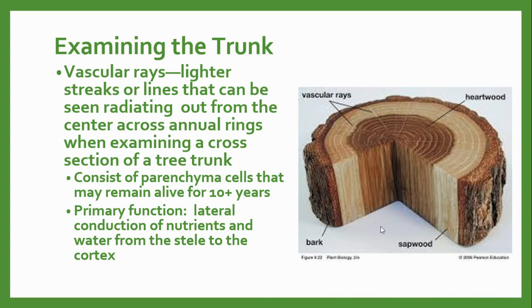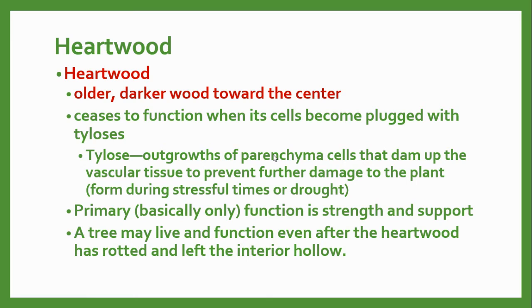So there's different layers of the trunk. We have the vascular rays, which are lighter streaks or lines that can be seen radiating down from the center across annual rings when examining a cross-section of a tree trunk. It consists of parenchyma cells that may remain alive for 10 years. So you can see these are the vascular rays. The primary function is lateral conduction of nutrients and water from the stele to the cortex.